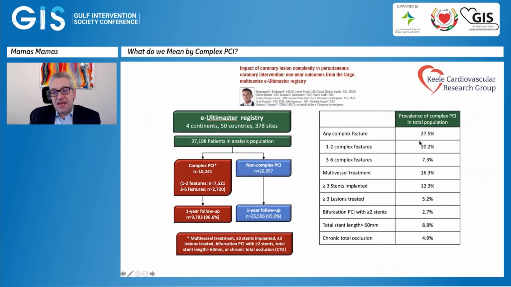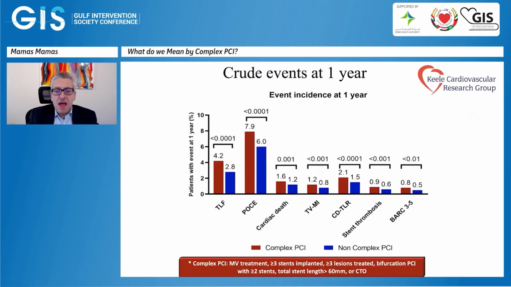And you can see that, again, in this study, about a third of the population had complex PCI features. A fifth of these had 1 to 2 complex features, whereas 3 to 6 features, 7%. The most common complex feature was multi-vessel treatments, which was in 16% of patients, and CTOs accounted for 5% of patients. And you can see, as expected, that outcomes are worse in complex PCI, both in terms of ischemic outcomes as well as bleeding outcomes, interestingly.